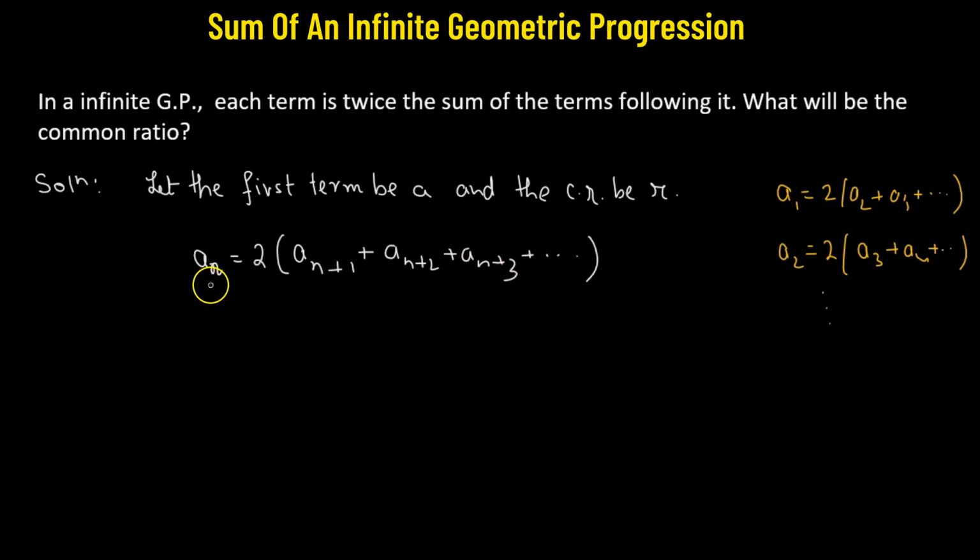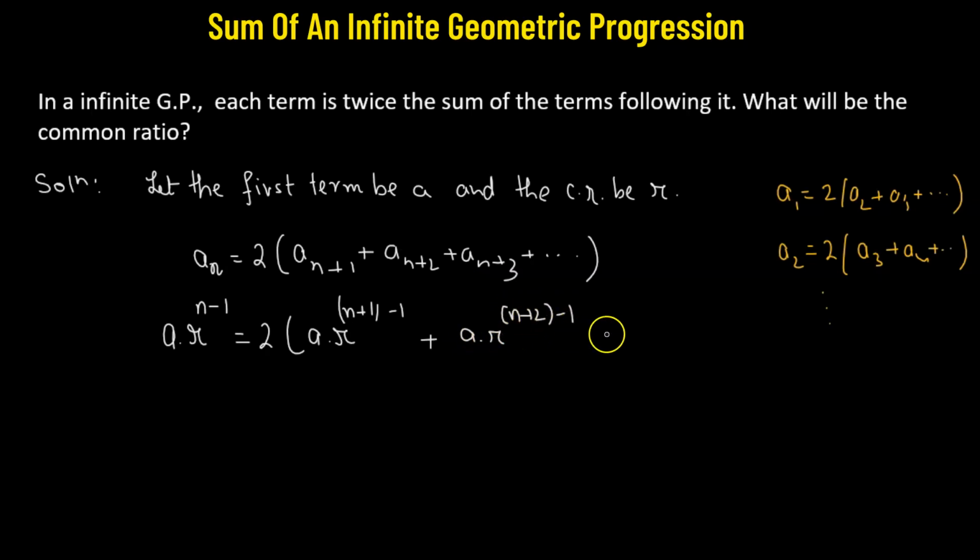Now we know that the nth term of a geometric progression is given by the first term multiplied by the common ratio r raised to the power of n minus 1. That will be equal to 2 times, so the a_{n+1} term can be represented as a times r raised to the power of n plus 1 minus 1. Plus the n plus 2 term will become a times r raised to the power of n plus 2 minus 1. Plus the third term will become a times r raised to the power of n plus 3 minus 1. And this goes on.